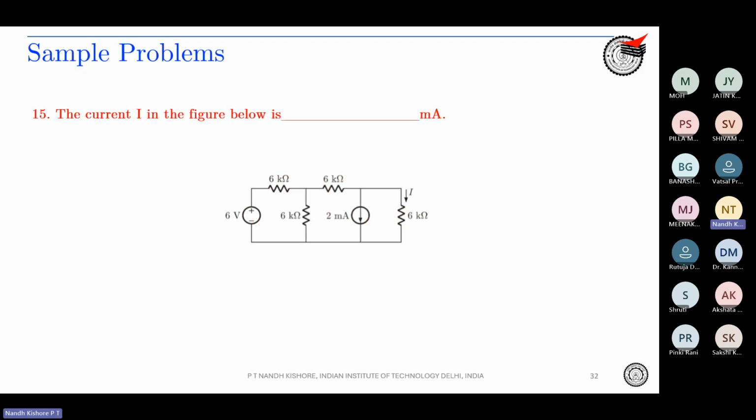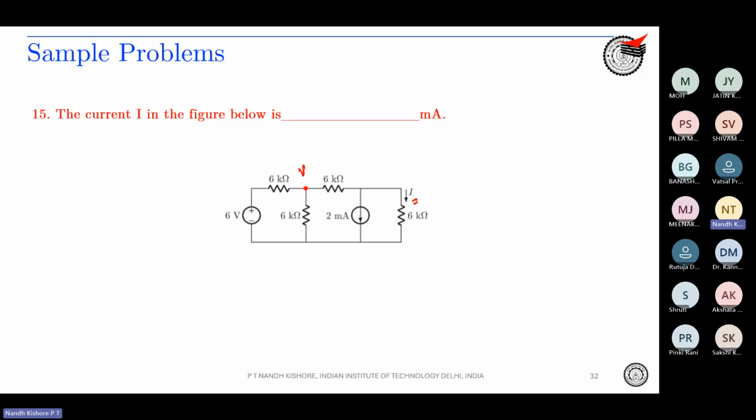So this question is, the current I in the figure below is dash. Okay, so what is this current? I think this is an application of nodal analysis.